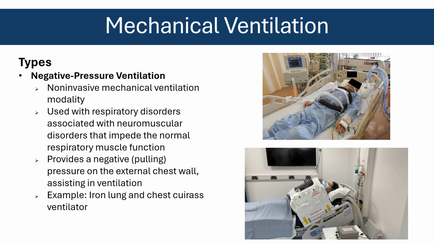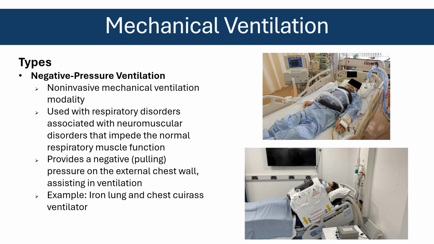So next is mechanical ventilation, and there are two main types. The first one is negative pressure ventilation. You're not going to see this that often. This is related to neuromuscular disorders that impede normal respiratory muscle function. So this is all about muscles. If you have a patient with polio, for example, there was one in the news, I think, the oldest person living in an iron lung who had polio. So this has to do with the muscles that are required to breathe.